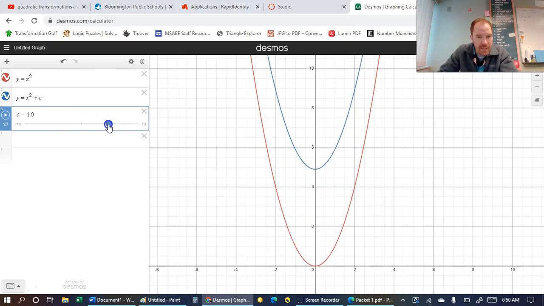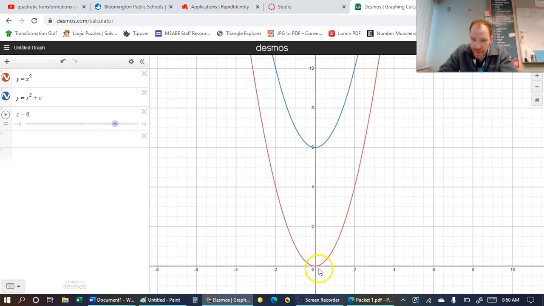If I try to get it to 6, there we go. So that vertex was at 0, 0. Now the vertex is at 0, 6. So we shifted the entire parabola. The whole thing went up.